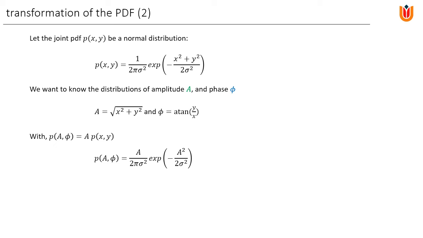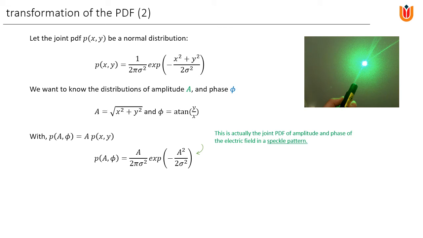And with the previous results that P of A and phi was equal to A times P of X and Y, we can now write that the joint probability density function of A and phi is given by the last expression over here. Actually, this is not a coincidental example. This is the actual joint PDF of the amplitude and the phase of the electric field in a speckle pattern. A speckle pattern, for example, you can generate when you point a laser pointer to a granular wall.